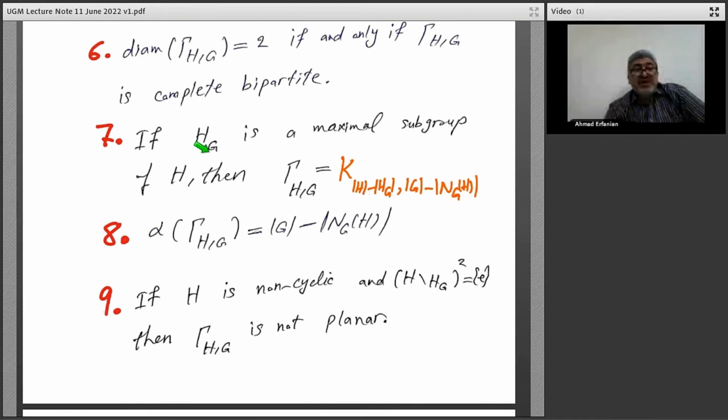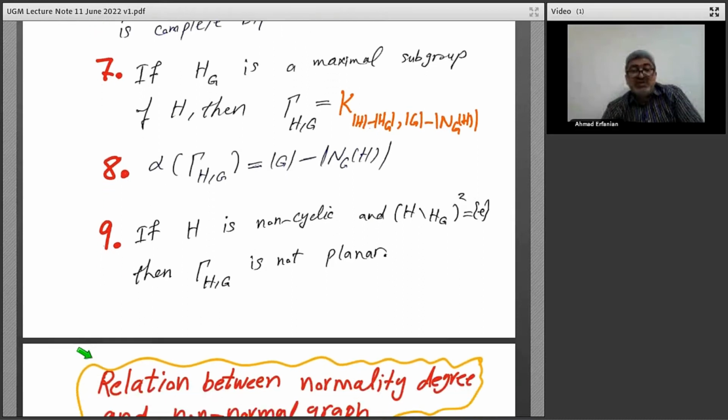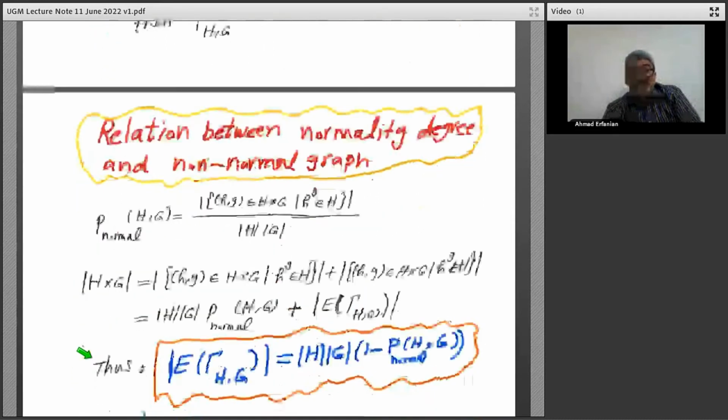If the core of H in G is a maximal subgroup, then the graph is a complete bipartite graph. The independence number is the size of the second part, and if H is a non-cyclic group and H minus the core, H^g squared, is trivial, then the graph is not planar.